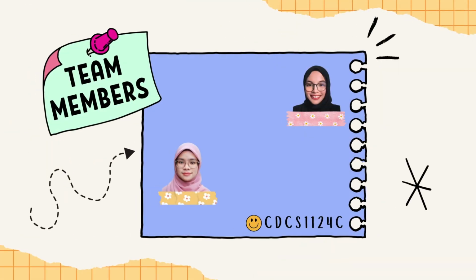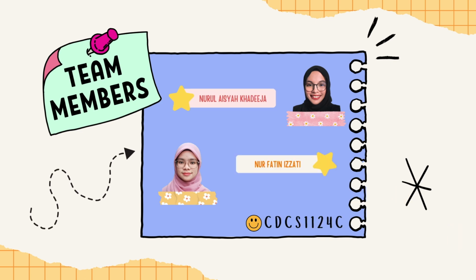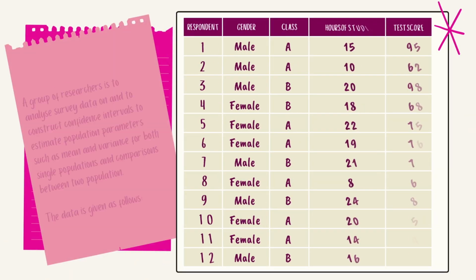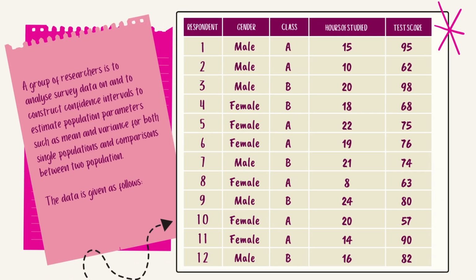Let's meet our team members, which are Nurul, Aisyah, Khadeeja and Nur Fatin Izzati. We are all from CDCS 1124C. As you can see, this is our problem statement for today and this is the table for the data. There will be 4 questions that we need to answer, so let's begin.